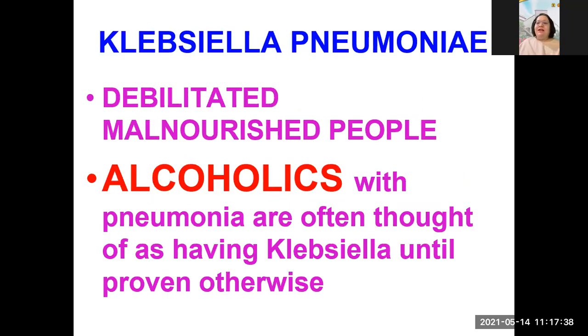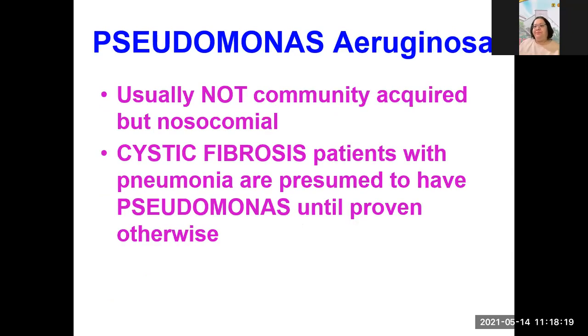Klebsiella pneumonia is very common in debilitated patients, malnourished patients, alcoholics. So alcoholics with pneumonia are often thought of as having Klebsiella until proven otherwise. And let me point out that debilitated people can be people, for example, who are immune compromised also. So the diabetics are one, for example. So debilitated, malnourished people, alcoholics, are very prone to Klebsiella pneumonia.